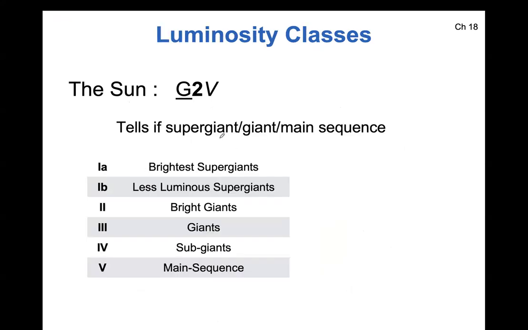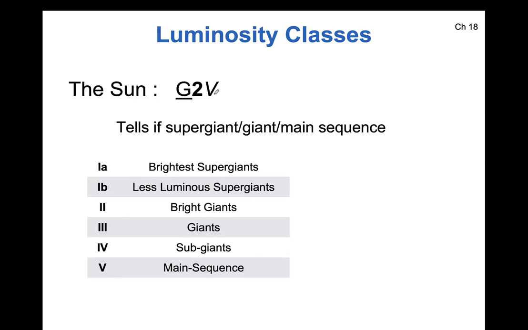The Roman numerals literally correspond to the different groupings of stars, which are the different life stages of stars, although no one star goes through all of these different luminosity classes. Instead, different mass stars go through different ones, but of course, all stars do start on the main sequence. So every single star that exists will spend most of its life as a Roman numeral 5 luminosity class star.